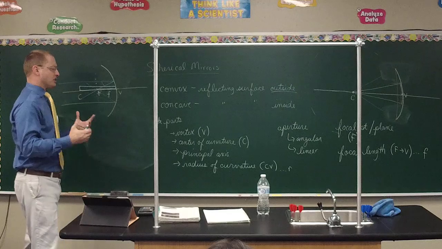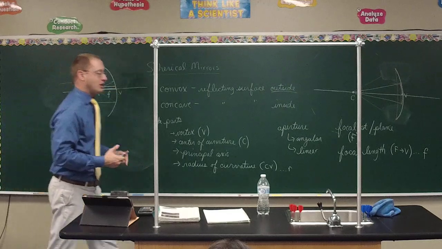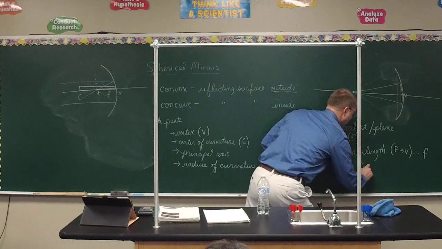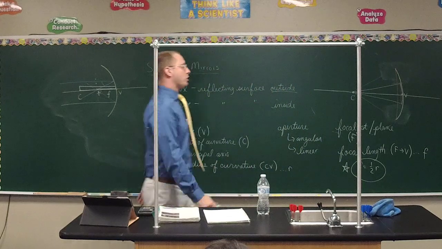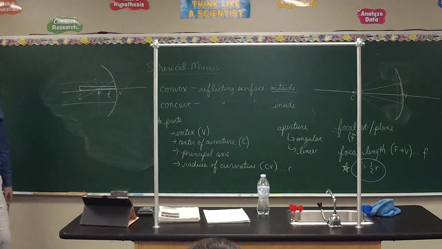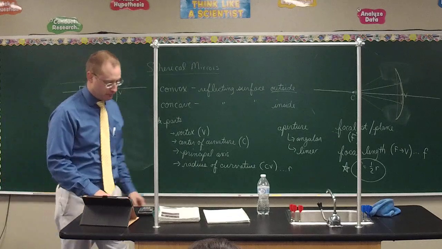Well, normally the radius of curvature is something that's known already. Usually we think about it from the other direction, and that is that the focal length is half the radius of curvature. And that's the first equation for you to know in this chapter: the focal length of a spherical mirror is half the radius of curvature.